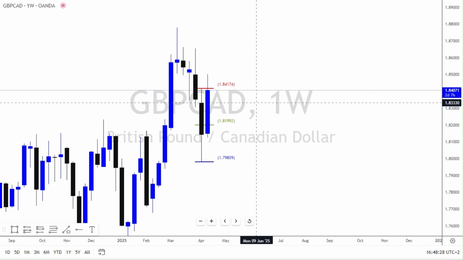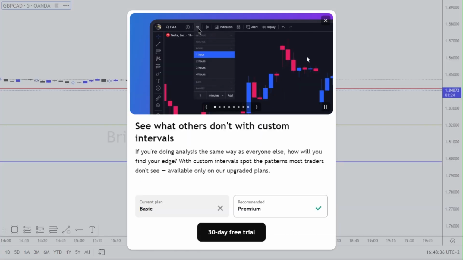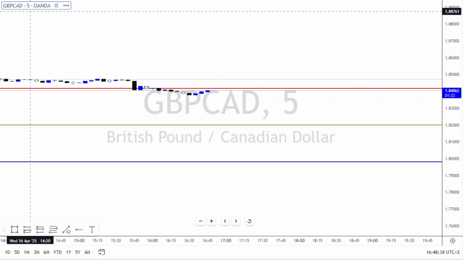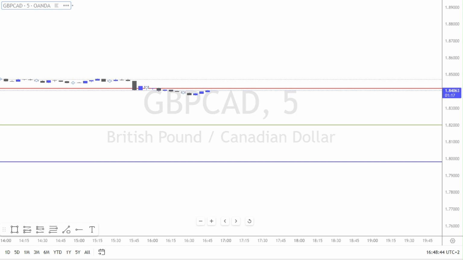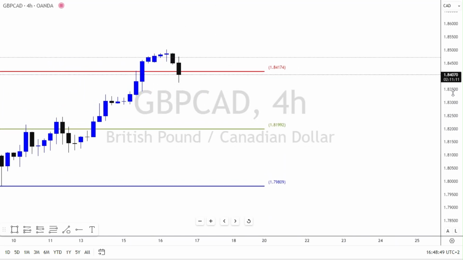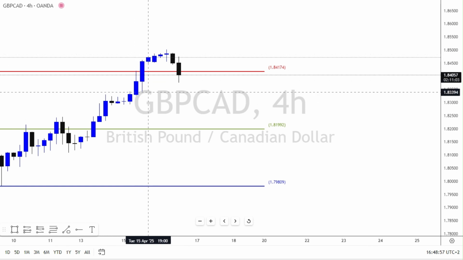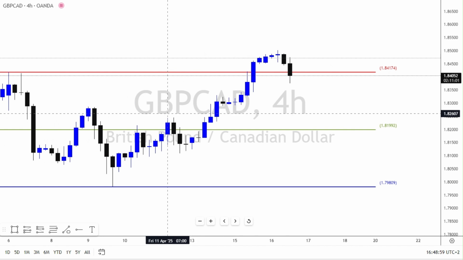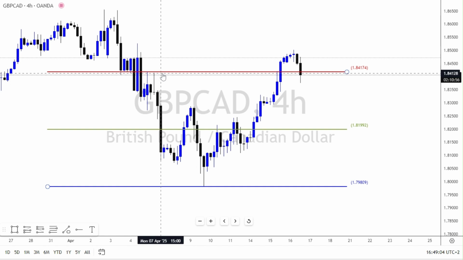The next thing I do, I go to a lower time frame, like the 4 hour chart. Sorry, I have written 4 minutes instead of 4 hour. So I went to the 4 hour time frame. As you can see, this is the candlestick which broke our previous week high.